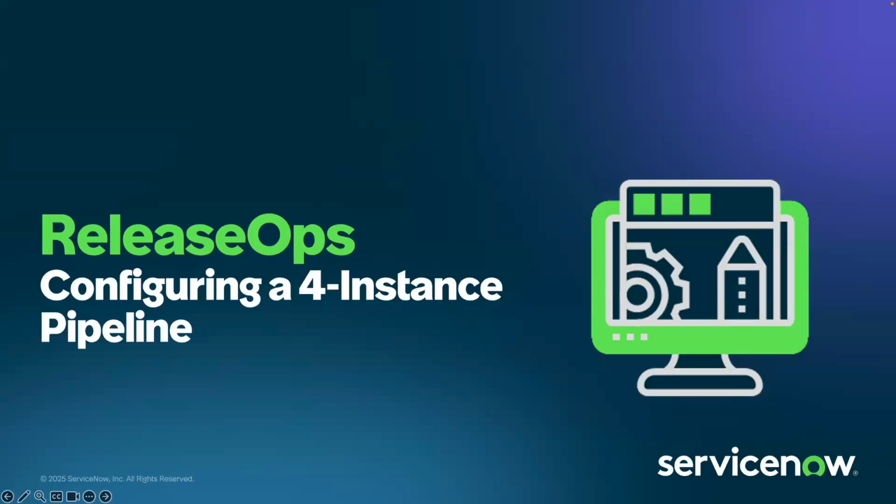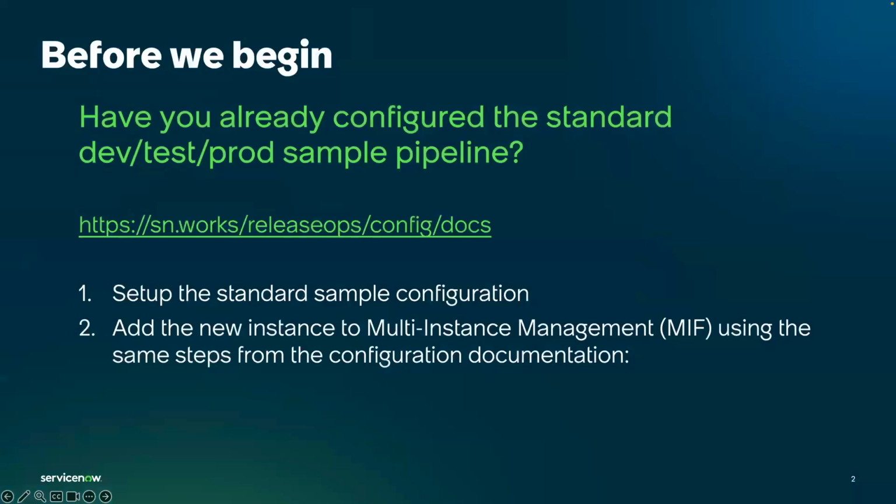Hello, my name is John Lind, and today I will be showing you how to add instances to your release ops pipeline. But before we begin, understand that this is meant for those who have already gotten the standard dev test prod sample pipeline up and running and are interested in learning how to add a fourth instance, such as UAT or staging.